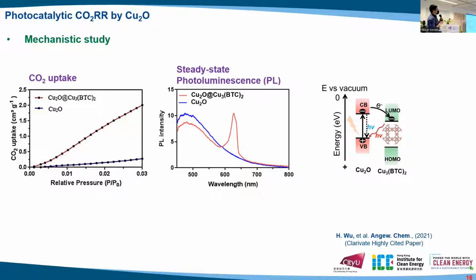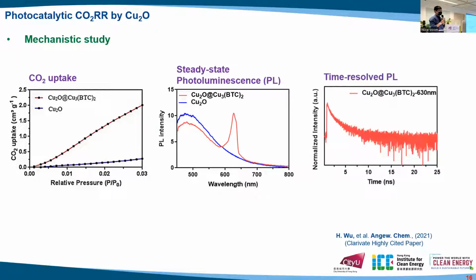So if we plot the energy levels of copper MOFs together with cuprous oxide, we propose that the energetic electrons on the cuprous oxide can be transferred to the LUMO level of copper MOFs. When there's no carbon dioxide existing in the system, the transferred electron can recombine with the hole on the valence band of cuprous oxide, thus generating a new charge recombination process. And here I would like to highlight that the energy difference between the LUMO level of copper MOF and the valence band of cuprous oxide is perfectly matched with the wavelength value of 630 nanometers, as we observed from the steady-state PL data. To further prove such a process, we also did a time-resolved PL study on our samples.